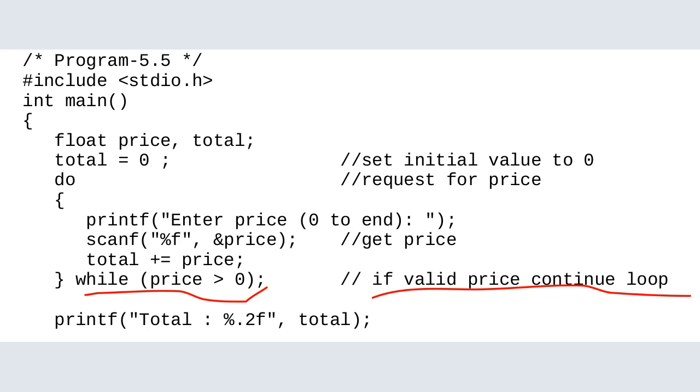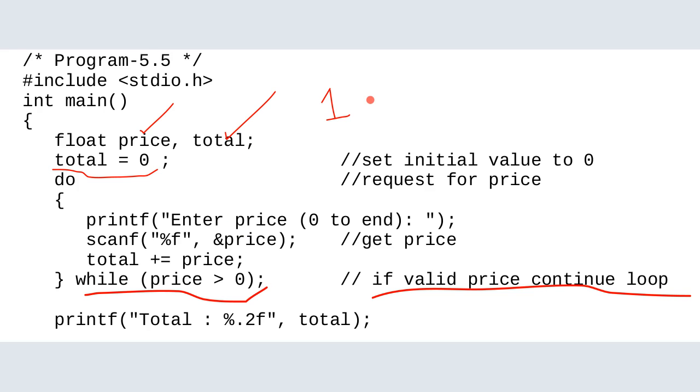Okay, so we'll have two variables, price and total. And as I mentioned previously, if you're working on summation, adding some values together, always begin from zero. That's a mathematical rule. If you're multiplying, always begin from one.